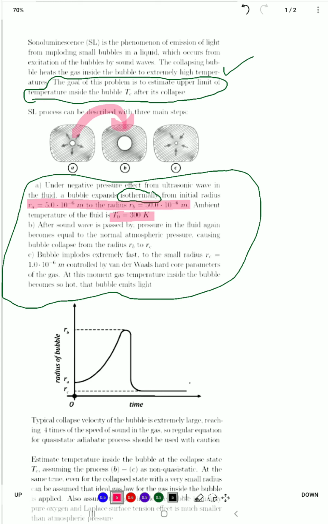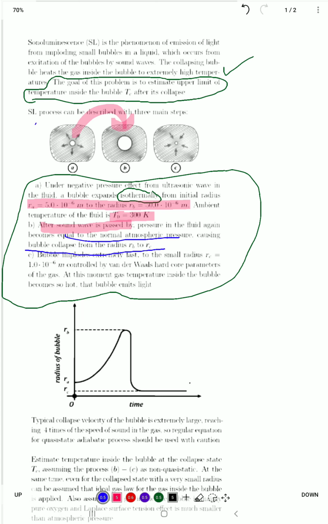After the sound wave has passed by, the pressure in the fluid again becomes equal to the normal atmospheric pressure, causing the bubble to collapse from radius RB to RC.